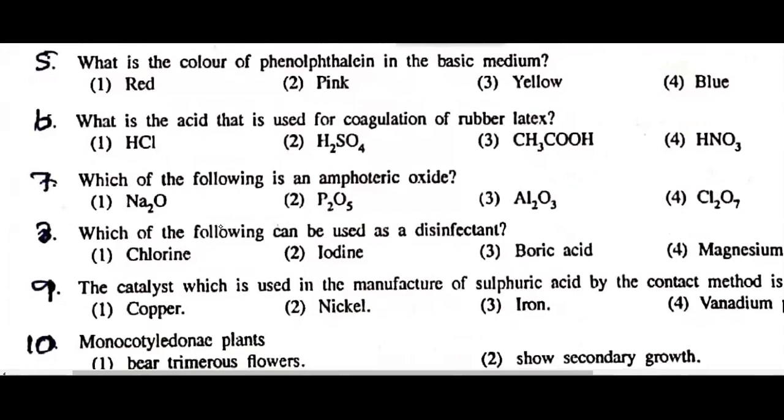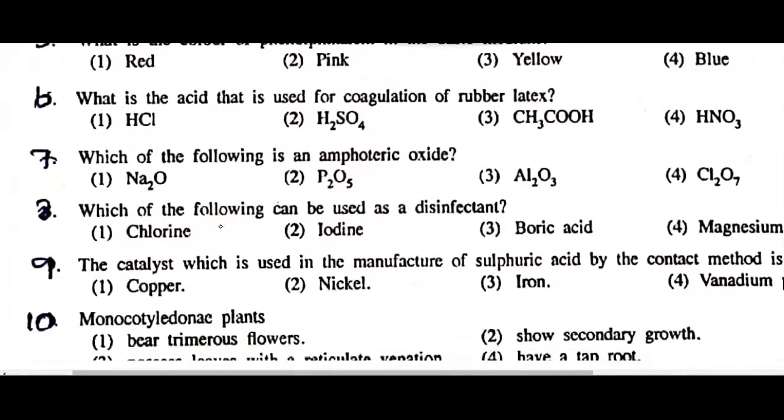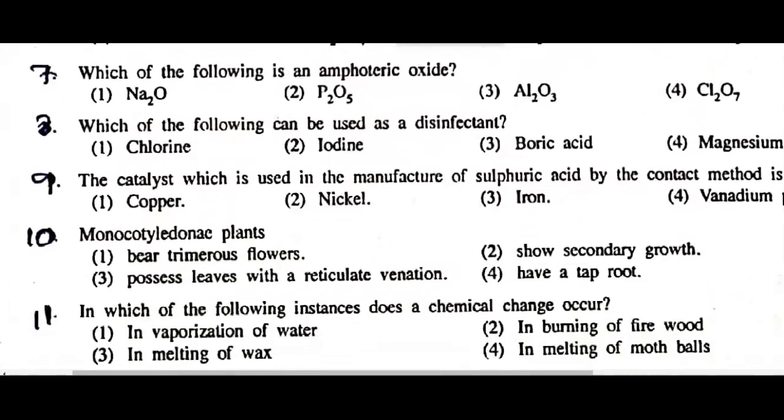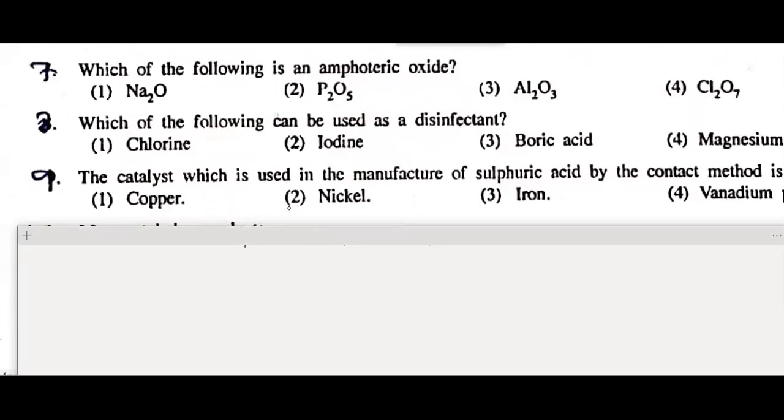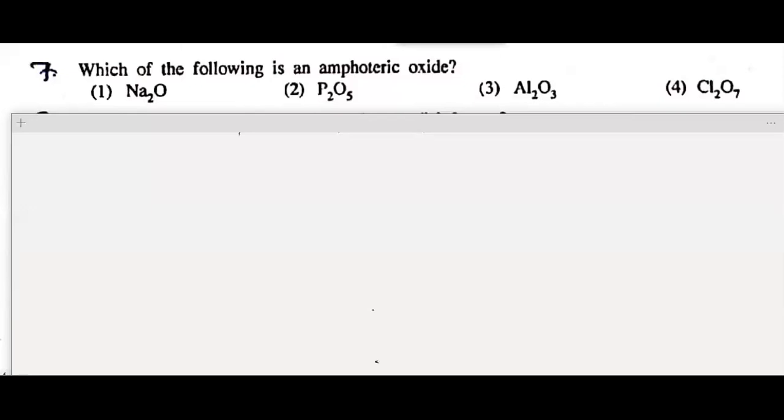Question number 5, the answer is pink. Question number 6, answer is 3. Sorry, question number 7. That is also a good question. Amphoteric oxide. Yes, who can give me the answer for this? What is the amphoteric oxide? I'll ask the answer from Ranida. Al2O3. Third answer. Yeah. Very good. Answer is third, Al2O3.